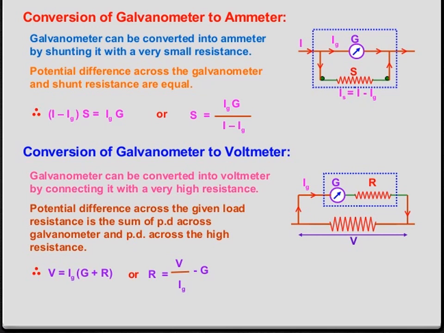Now the value of resistance is adjusted so that the current produces the full scale deflection in the galvanometer. Let G be the resistance of the galvanometer, Ig be the current. So we can write V equal to Ig into G plus R. On converting, R equal to V by Ig minus G. The potential difference across the given load resistance is the sum of potential difference across the galvanometer and potential difference across the high resistance.